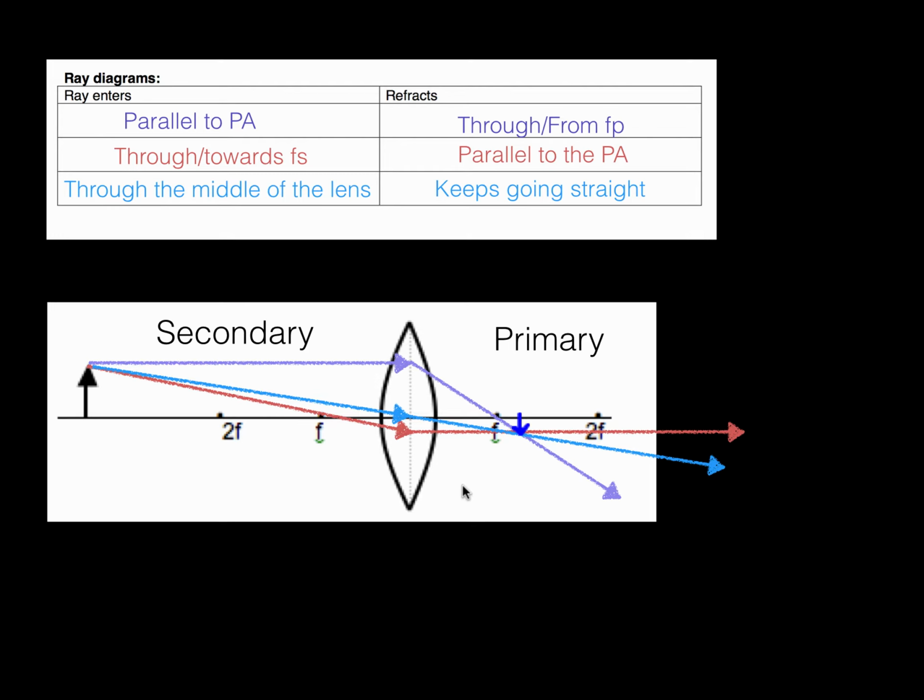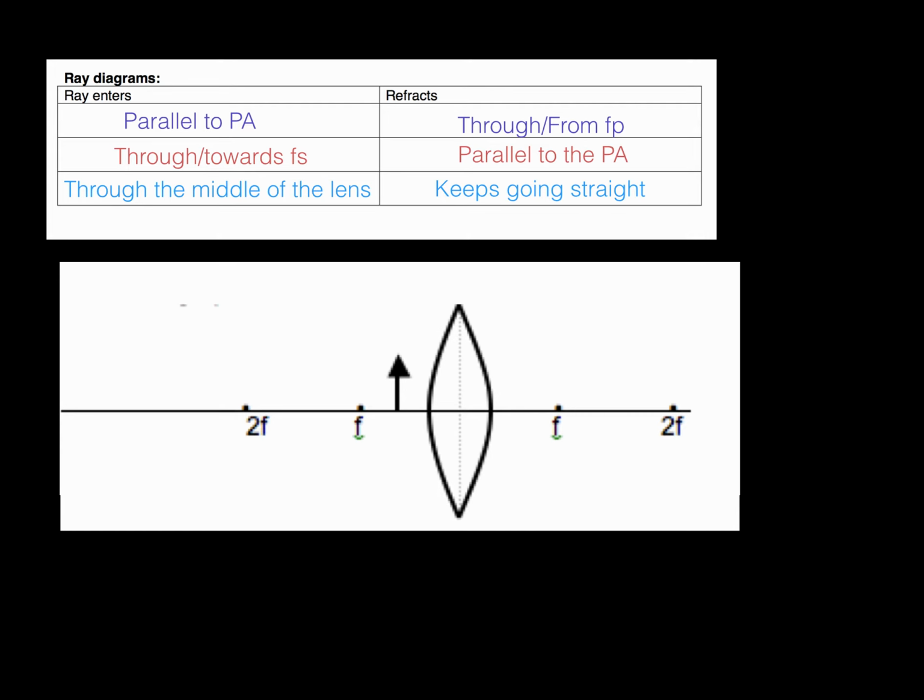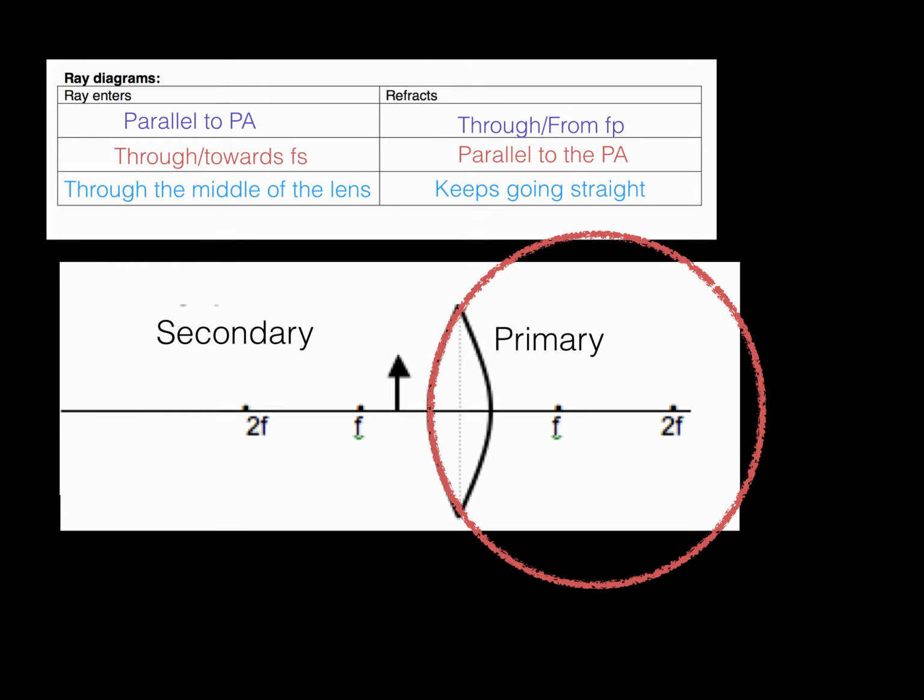For this image, we have SIR. It's smaller, inverted, and it's on the real side of the lens. Here's another example. Again, we first determine the primary focus by continuing the circle on the face of the lens that light hits first. The primary focus is inside this circle, the secondary focus is outside of it.